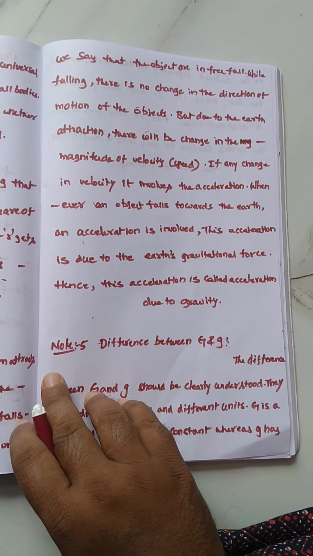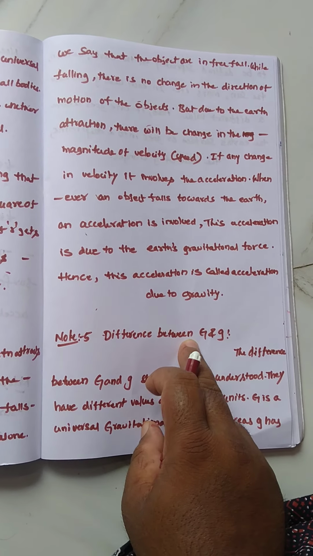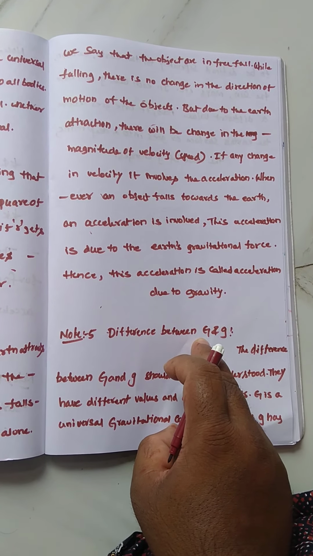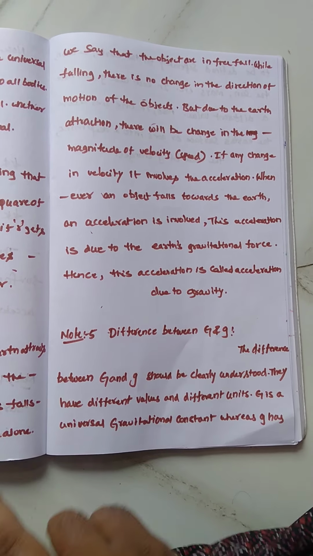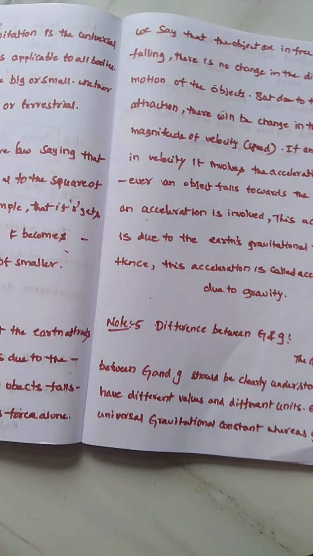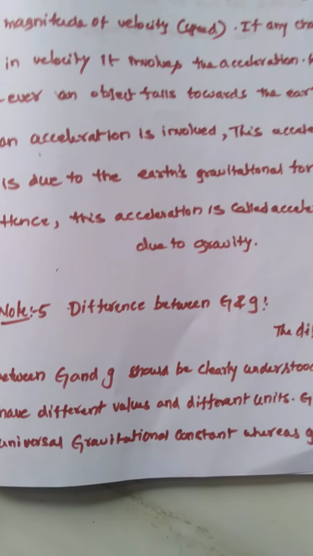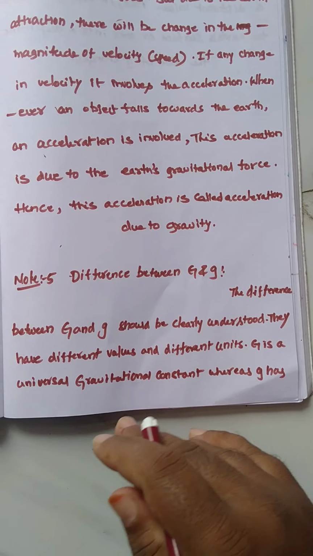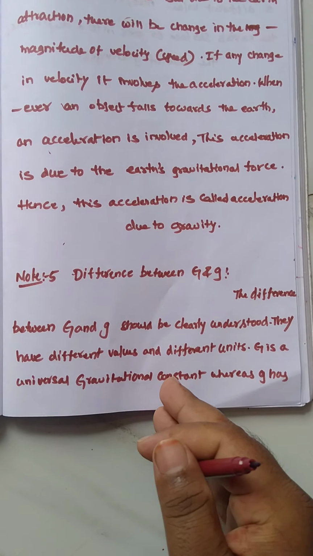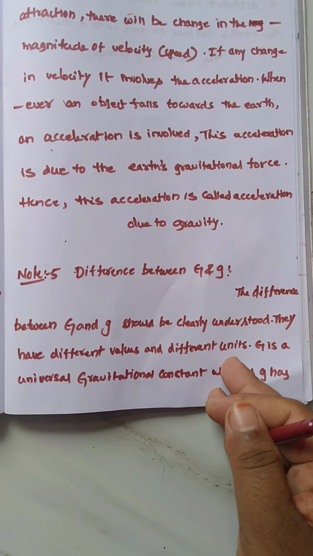Next, another note point is the difference between G and g. Capital G is the universal gravitational constant. Small g is what? Acceleration due to gravity. So there is a lot of difference. The difference between G and g should be clearly understood from previous lectures. They have different values and different units, right?